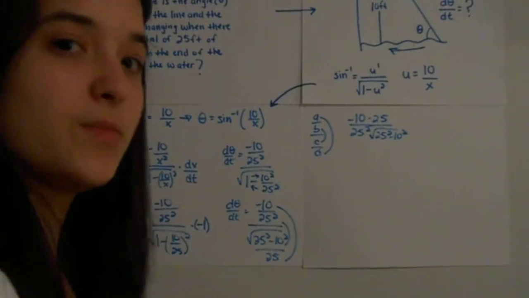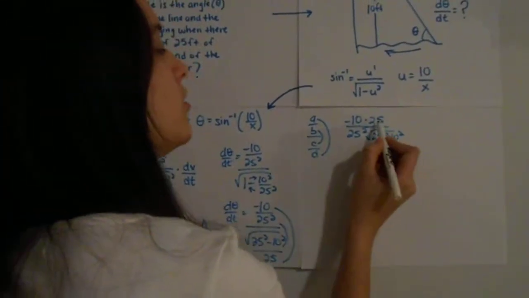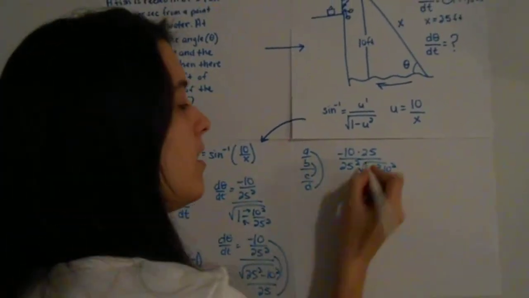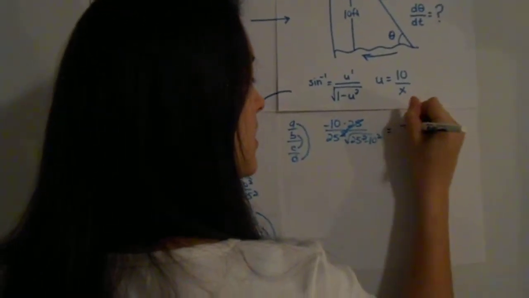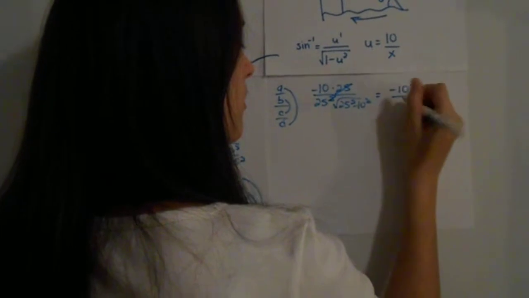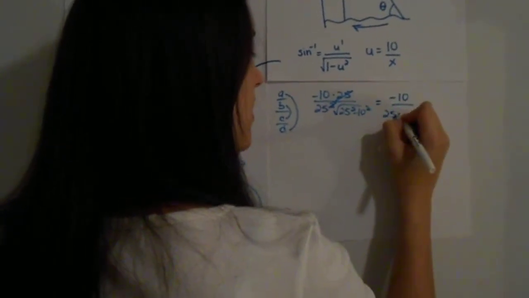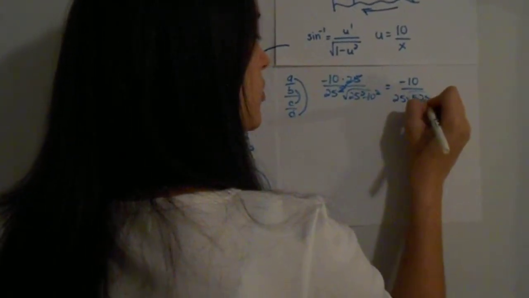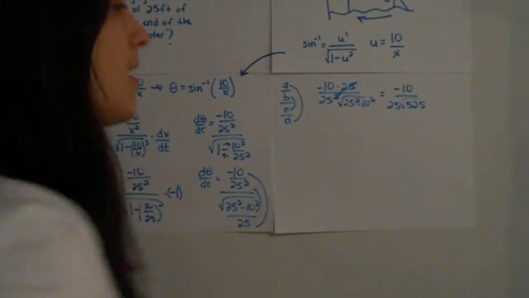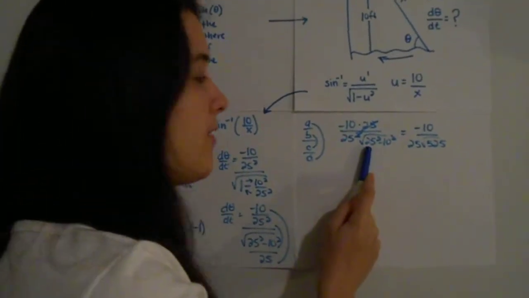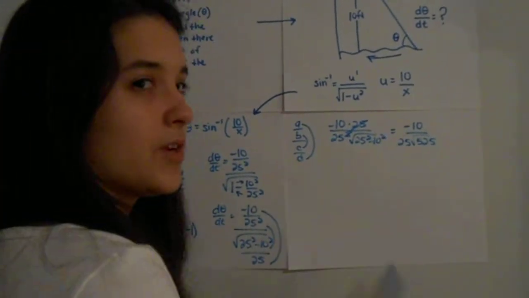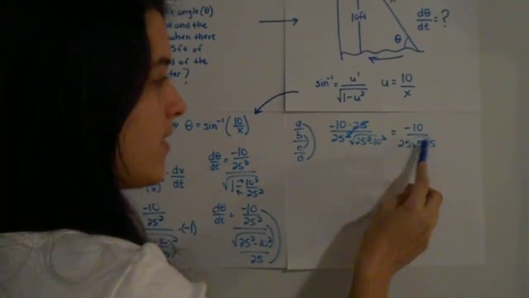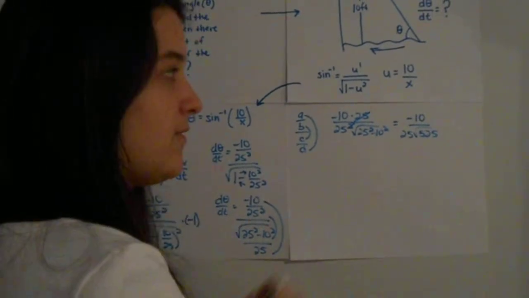And we have to keep on simplifying now. And so we get 25 divided by 25 squared, which knocks out one of these, and we're left with a 25 here. And this equals negative 10 all over 25 times the square root of 525. How do I get that? 25 squared is 625. Subtracting 10 squared, which is 100. 625 minus 100 is 525. We have to simplify this even further.